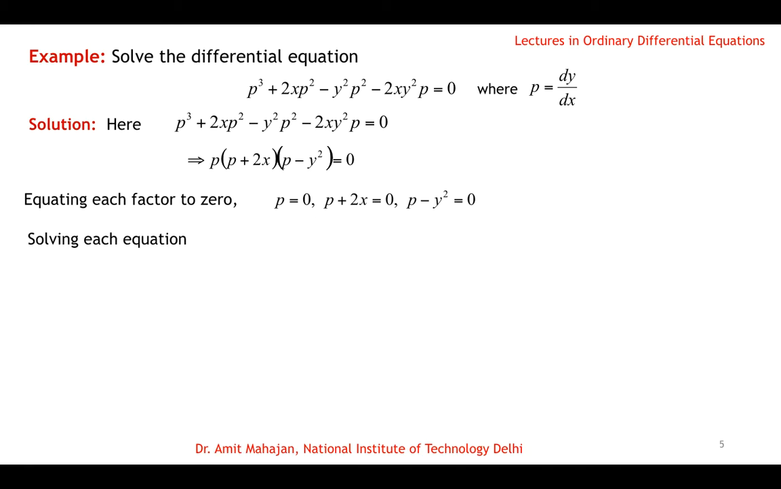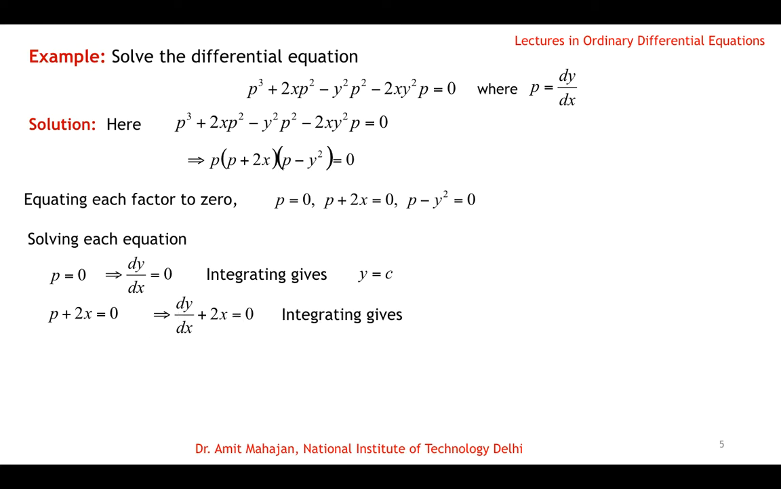So p is equal to 0 means dy by dx is equal to 0. So integrating this, y is equal to constant is the solution. Similarly, p plus 2x equal to 0. So p is dy by dx again. So separation of variable works. Okay, so y is equal to minus x square plus c, or y plus x square equal to c is the solution. Third is p minus y square is equal to 0.